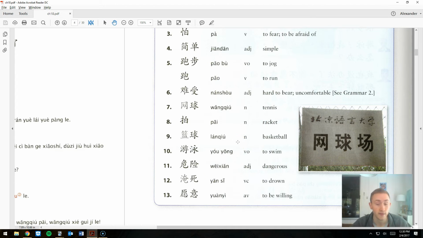Okay, 篮球. This is something I actually know already. Basketball is a common one that we'd go over in first semester Chinese. So 篮球, 游泳. This is to swim, so I know this one already. I guess because this is sports, I went over a lot of the basic sports in my original semester of Chinese. So 游泳. 危险, this is not something that I know.